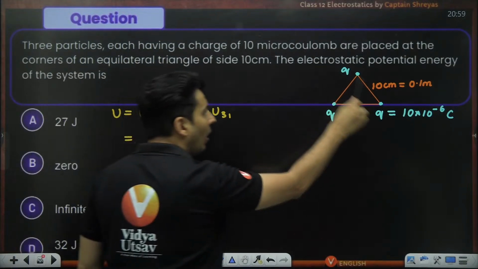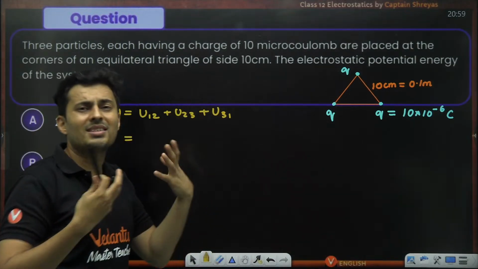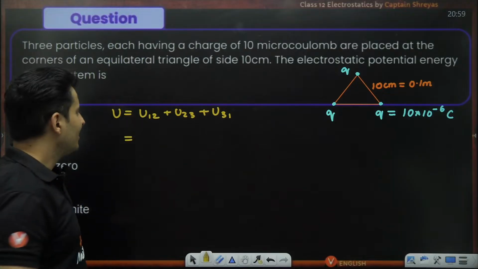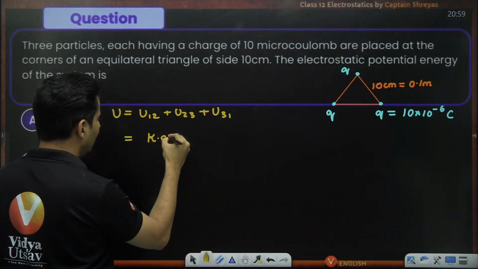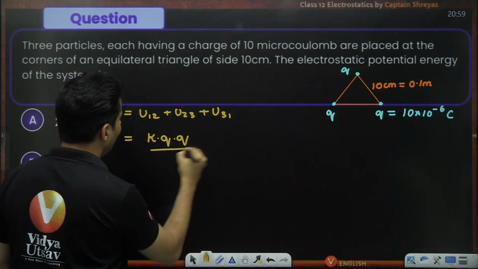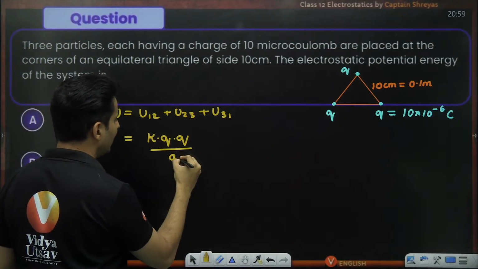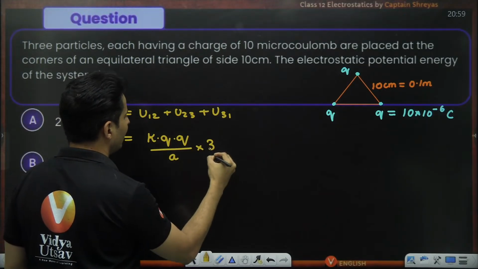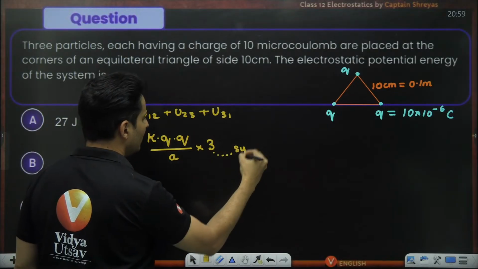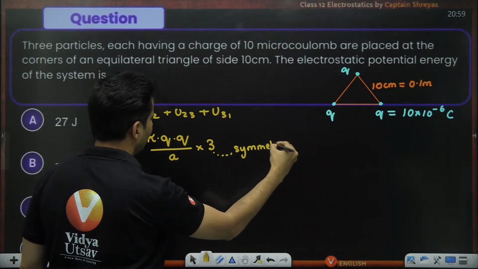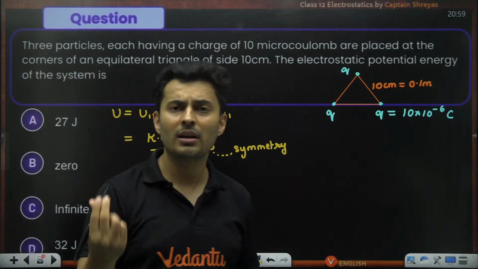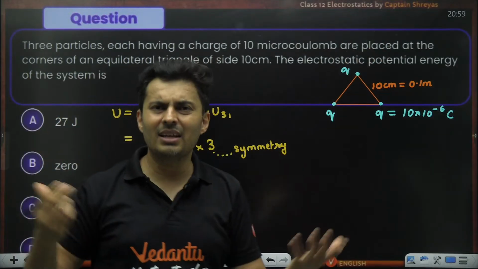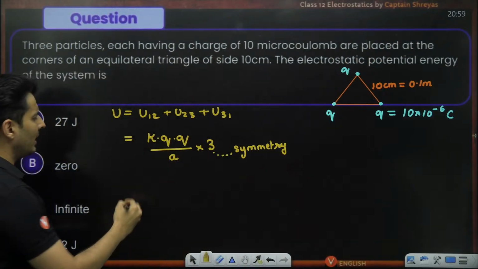Best part, all the 3 terms will be equal because of symmetry. So we are saved of tedious calculations. It will be K, Q, Q divided by the side length. I can assume it as A, but it will be 3 times. And this is only because of the symmetry in the problem. Otherwise, it will be Q1 Q2 by A1, Q2 Q3 by A2, Q3 Q1 by A3. So many such terms might come.